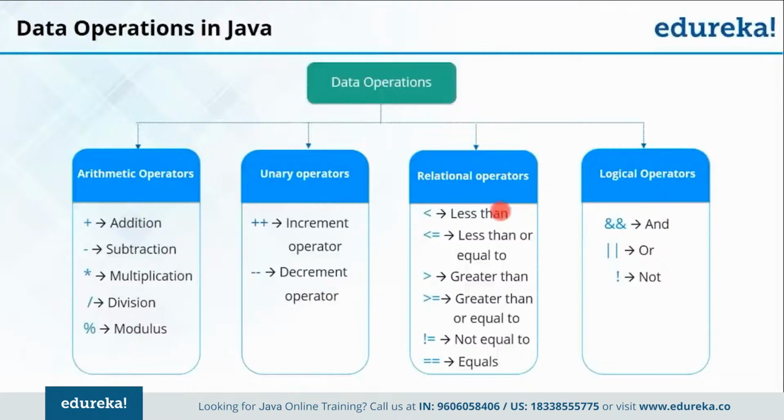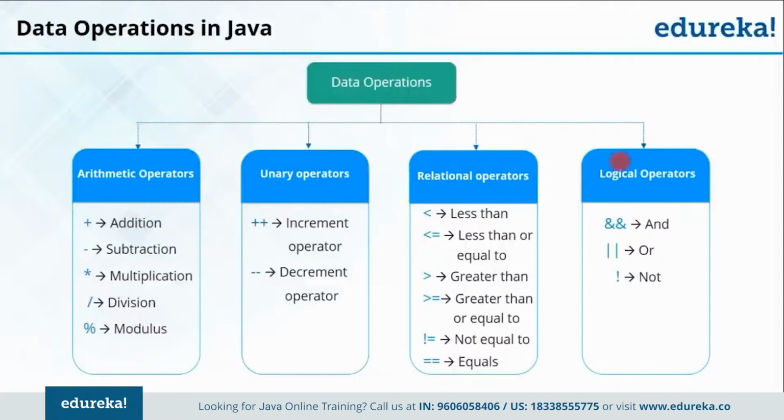Then you have the relational operators. Now this is something that you may be familiar with. You have lesser than, greater than or equal to, lesser than or equal to, greater than, and not equal to. Again, not equal to is represented with an exclamation mark and an equal to sign. So when you do that, it basically means not equal to, and for equal to it is double equal to, because if you put a single equal to, it will be considered an assignment operation.